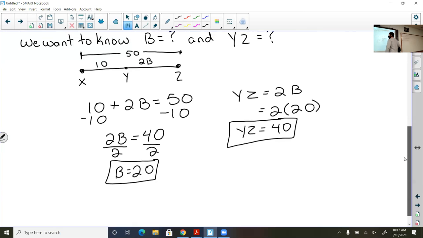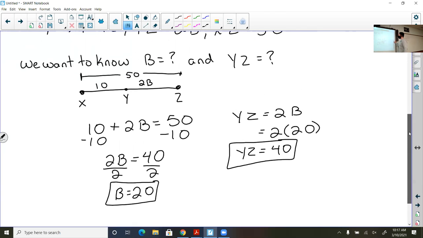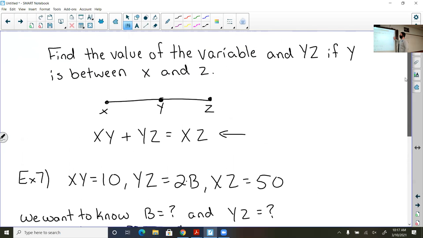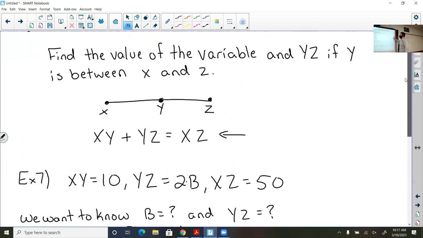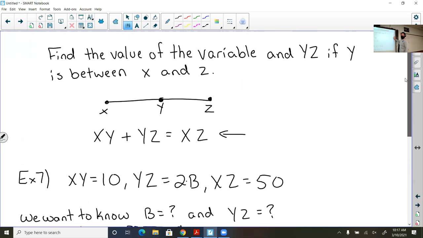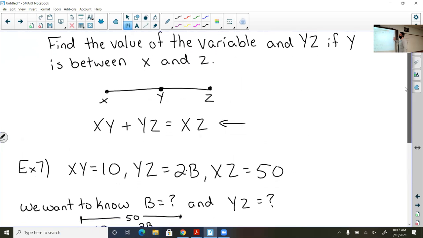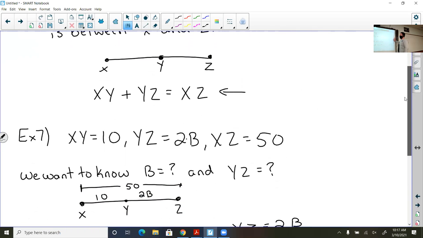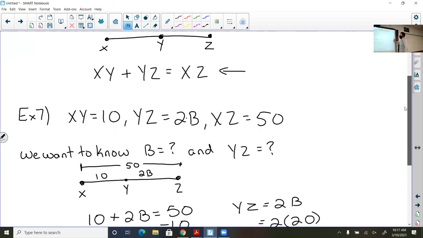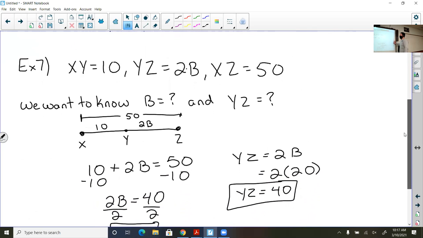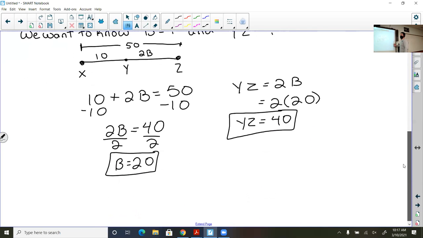Any questions with this one? Again, I'm using the directions of saying that y is between x and z. And for each problem, I'm trying to solve for the variable and for the segment yz. So every single time I know that xy plus yz is xz. And so in the problem, they're going to give me some information. I'm going to draw a picture, plug it in, set up an equation, and solve.